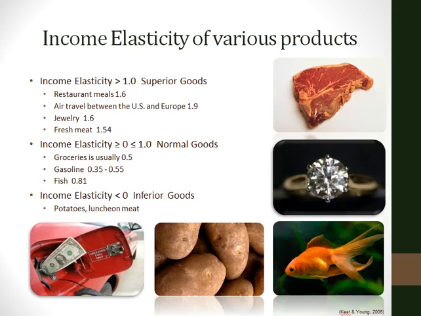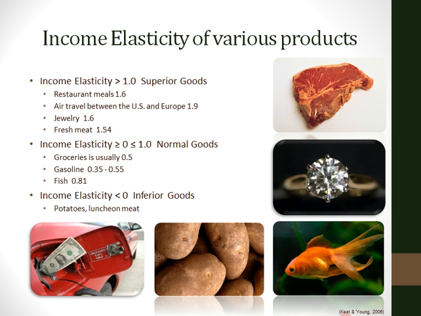Elasticity for gasoline is between 0.35 and 0.55 and is considered a normal good. Normal goods include staples such as groceries, gasoline, and fish. Fish is in the kind of fish we eat, not pet fish. So you can see why the demand for normal goods eventually tapers off. Even as our incomes continue to increase, we reach a point at which we don't buy any more gasoline or groceries. We might still continue to buy jewelry and perhaps travel more to Europe as our incomes continue to increase.